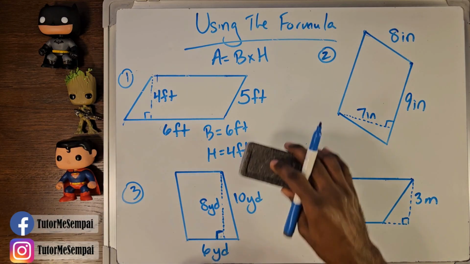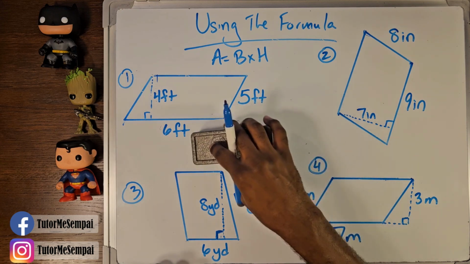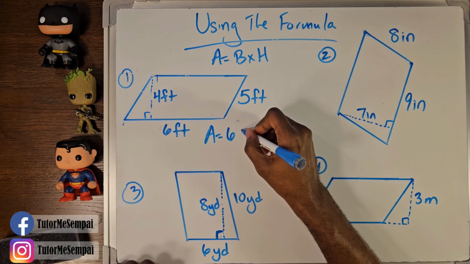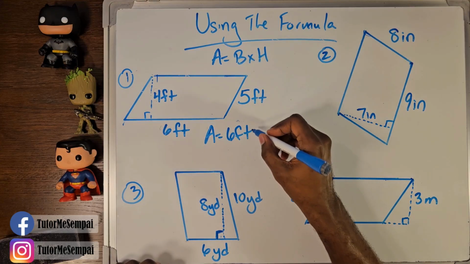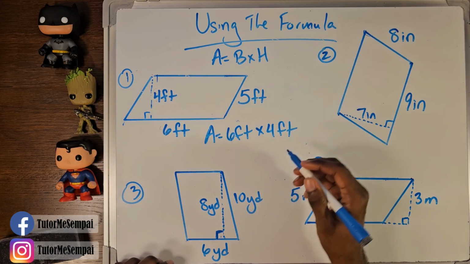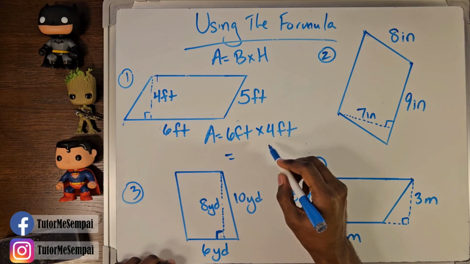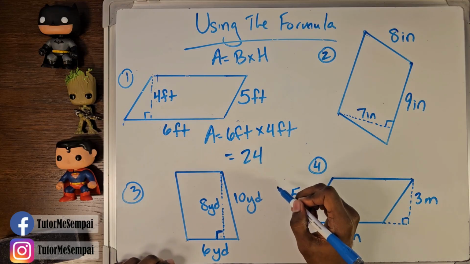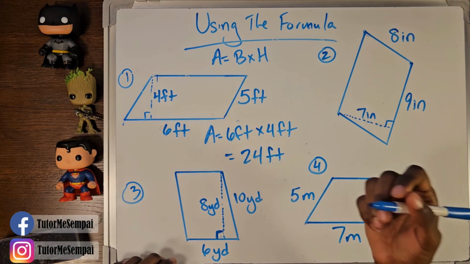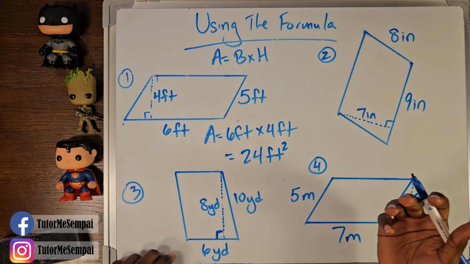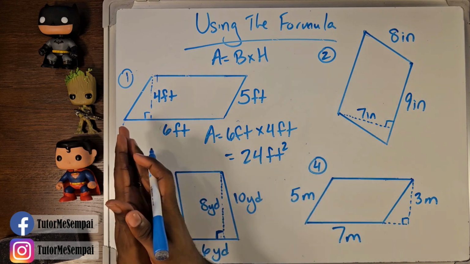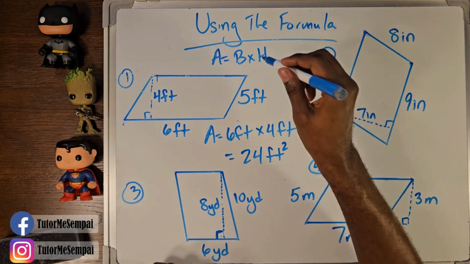So what's going to be base times height for our first parallelogram at least? Area is going to be 6 feet, that's our base, times 4 feet, which is our height, which gives us what? 6 times 4 is 24. And your units, because this is area, you need to end with square units. So it's feet squared. So it's going to be 24 feet squared. Once you determine your base and your height, all you have to do is plug it into your formula.